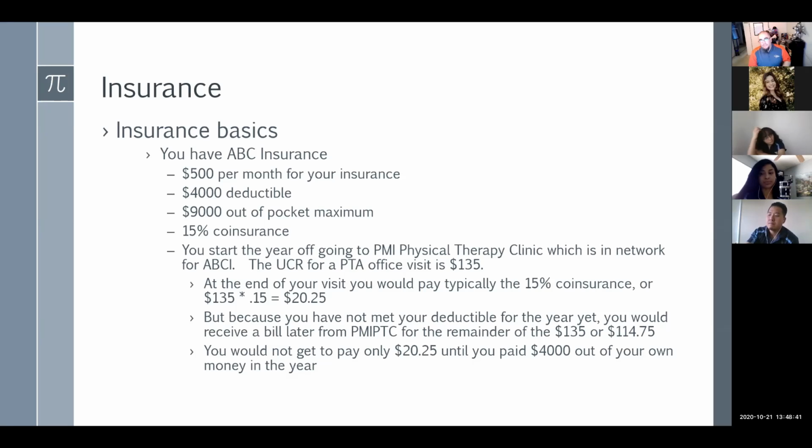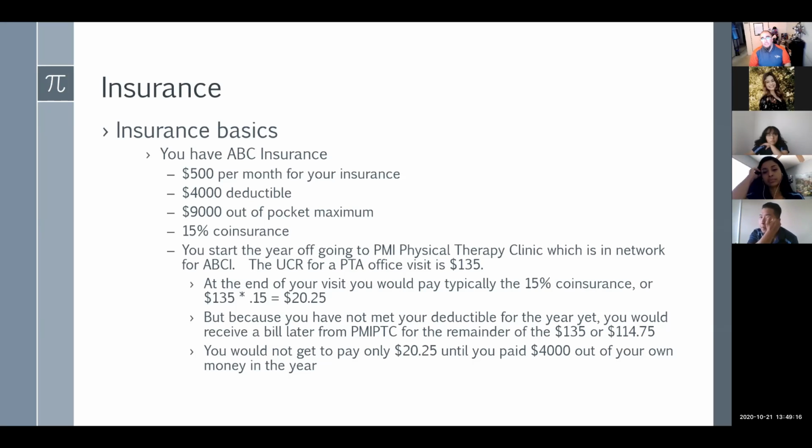So we're going to look at an example here. Here we have ABC insurance. I don't know if there is an actual ABC insurance; I just chose it. With ABC insurance, you're paying $500 a month for your insurance. You have a $4,000 deductible, $9,000 out-of-pocket max, and a 15% co-insurance. Let's say you start off the year going to PMI Physical Therapy, and they are in network for ABC, right? And at that clinic, ABC says, if you go see a physical therapist at this clinic, we will reimburse $135 to that clinic.